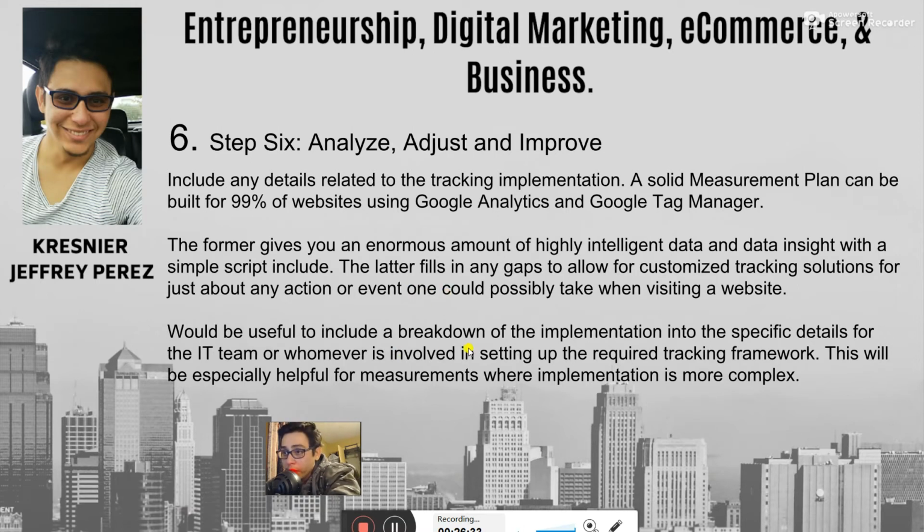One thing that will be useful is to break down the implementation into specific details for the IT team or whoever is involved in setting up the required tracking framework. So that means know your goals. Know your objectives, know your goals, know your KPIs, and then let the IT team know so they can implement the right tags on your website based off that information. This will be especially useful for measurements where implementation is more complex.